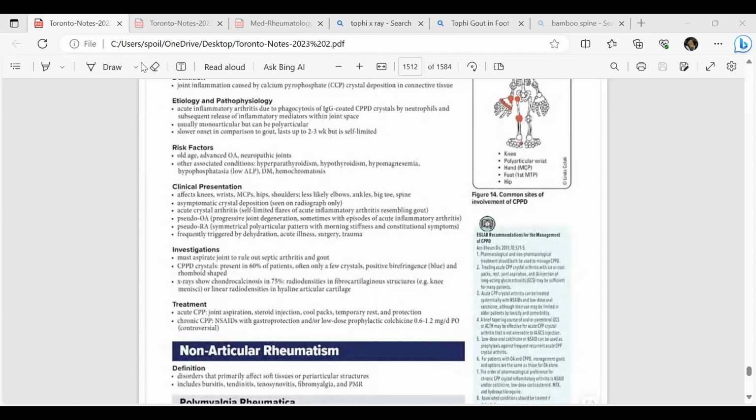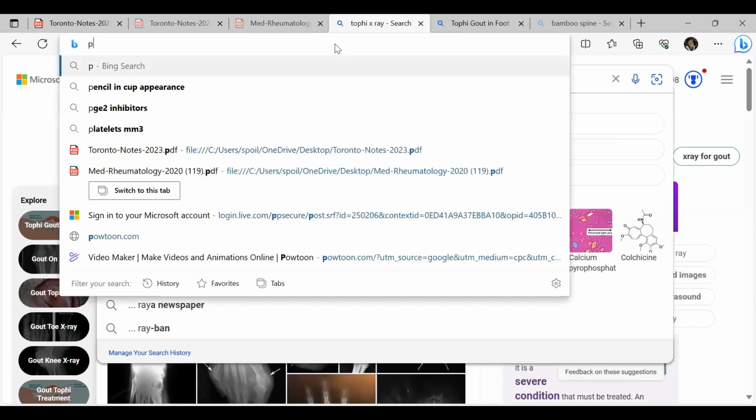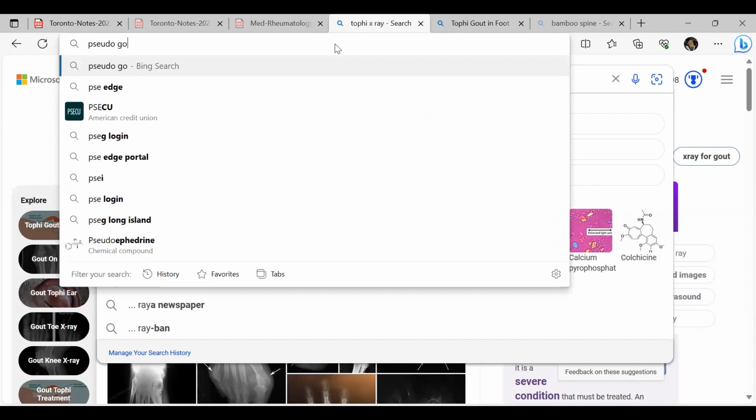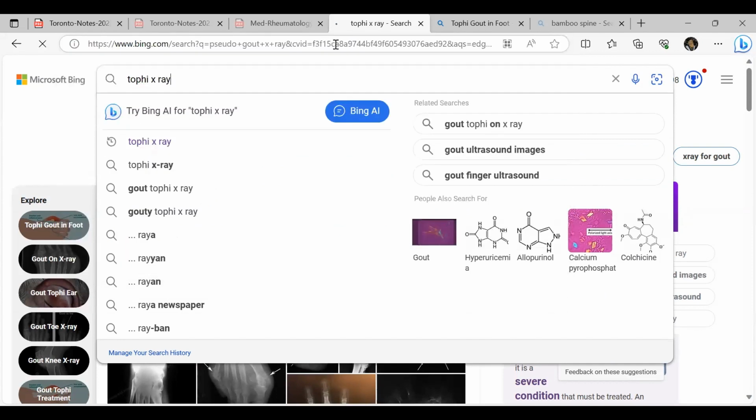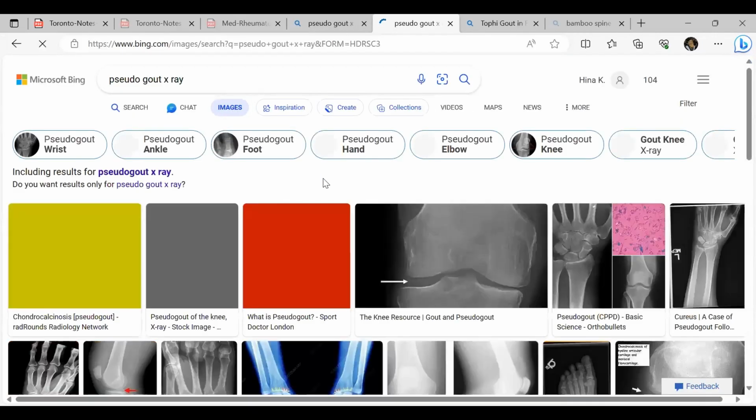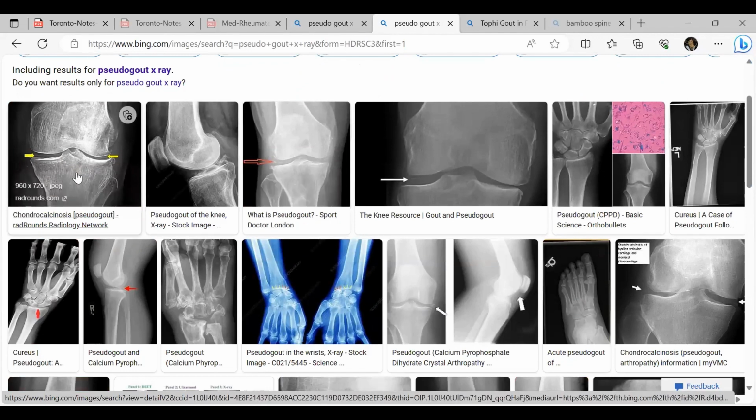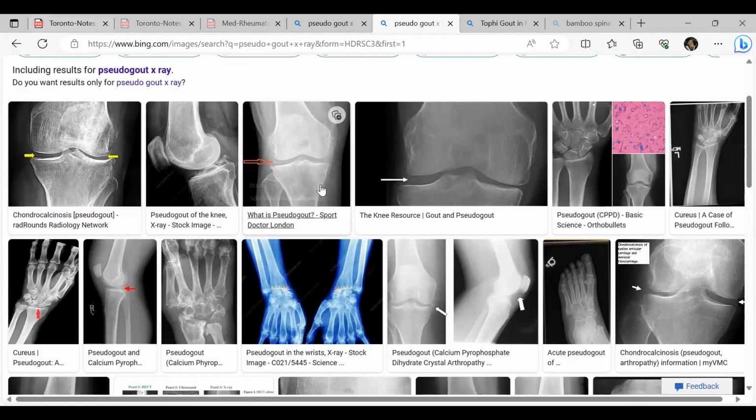Radiodensity. So if we just go and look at an X-ray of pseudogout, in this one we can see chondrocalcinosis.